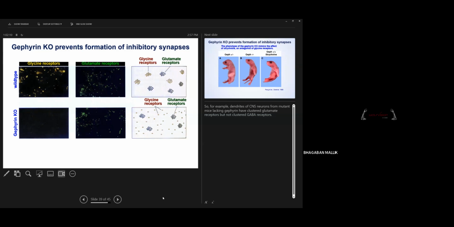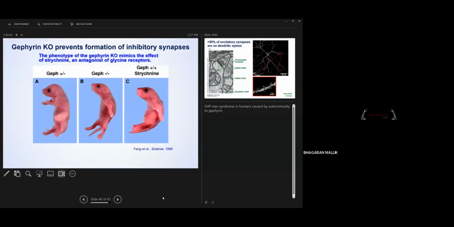So this is a wild-type mouse having the glycine receptor and glutamate receptor intact. This is a diagrammatic representation showing the glutamate receptor and glycine receptor in the CNS synapse. And when you knock out gephyrin, which is required for glycine receptor clustering, you can see that in the knockout mice you do not see clustering of the glycine receptor. You do see clustering of the glutamate receptor. So the glutamate receptor is there, the glycine receptor is missing. That means gephyrin is required for the clustering of the glycine receptor in the CNS synapse.